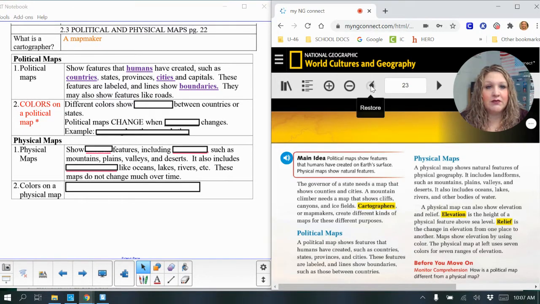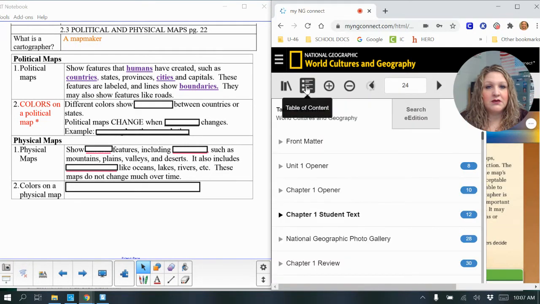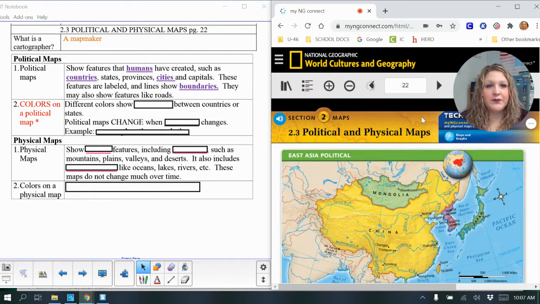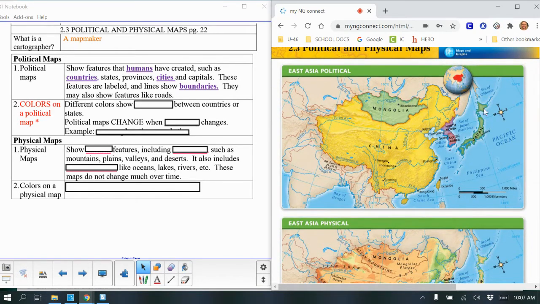I can't go back to page 20. Okay, let's try this again. Let's go to page 22. There we go.